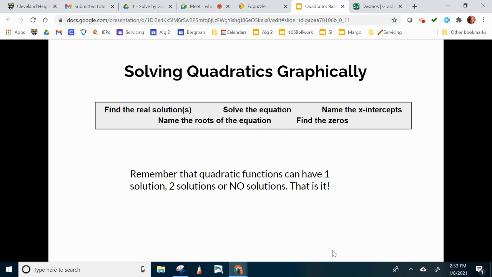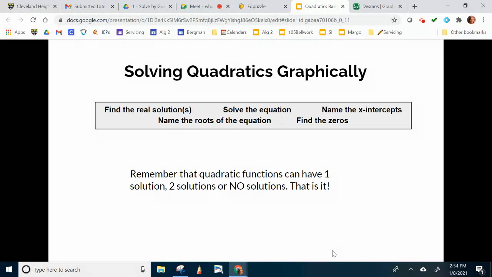Hi, we've spent the past week just learning about the different parts of quadratic graphs and where we can find important information. Today we are going to look at how we can use those graphs to solve quadratic equations.